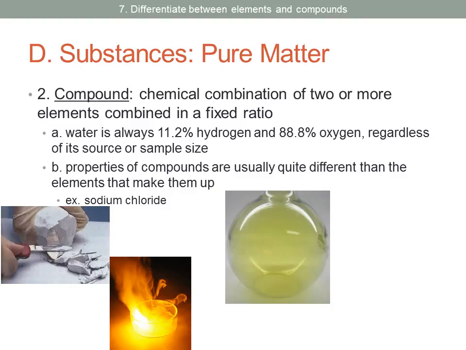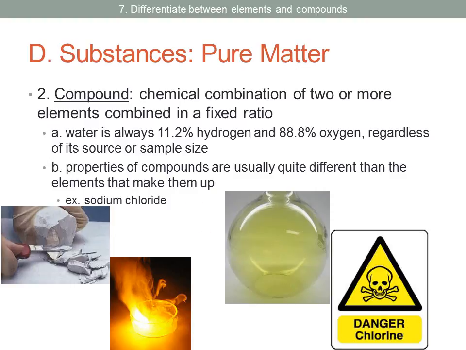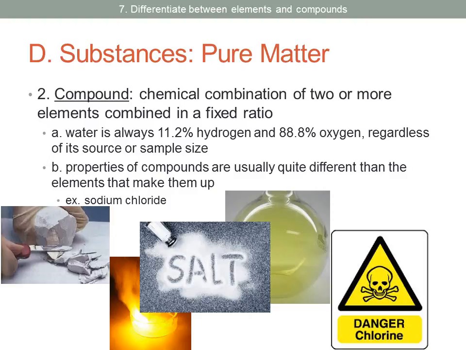Chlorine is a greenish yellow gas at room temperature. Here we can see a picture of chlorine gas. And chlorine gas is also quite toxic to humans. If you breathe much of it in, you will get very sick, and it could lead to death potentially. However, when we combine them chemically, we get sodium chloride, which is just table salt.